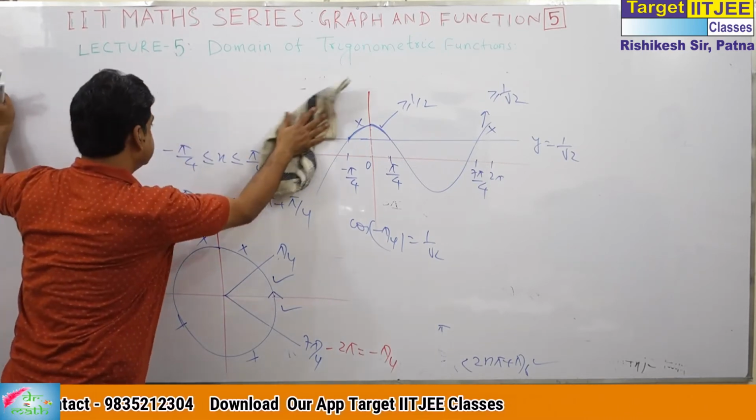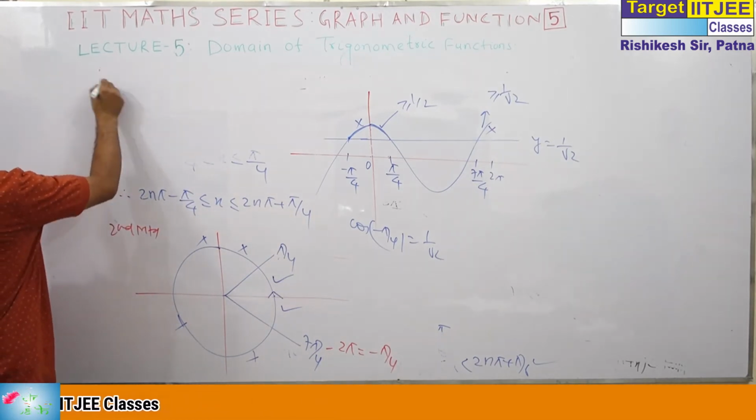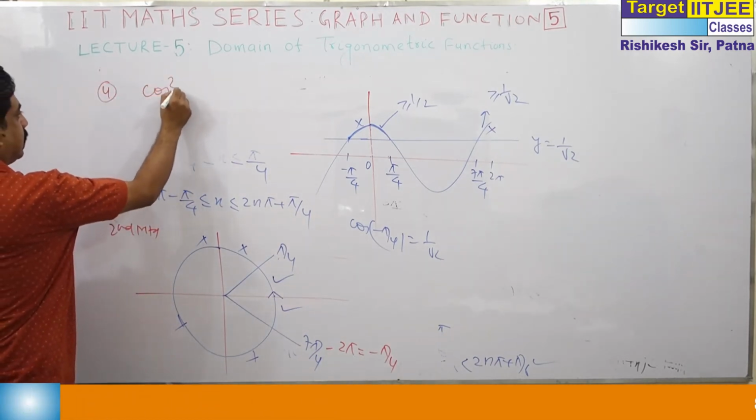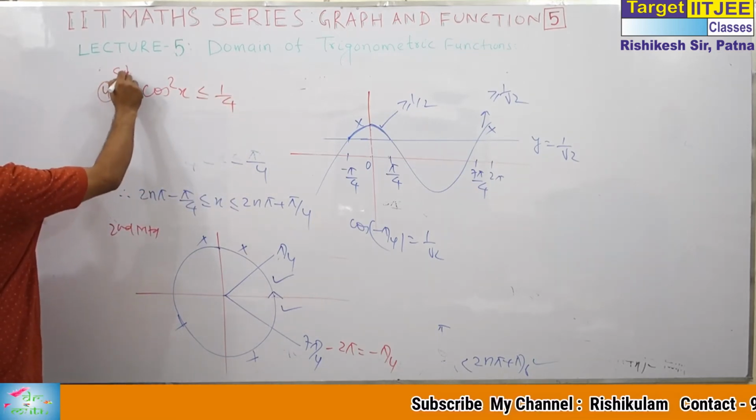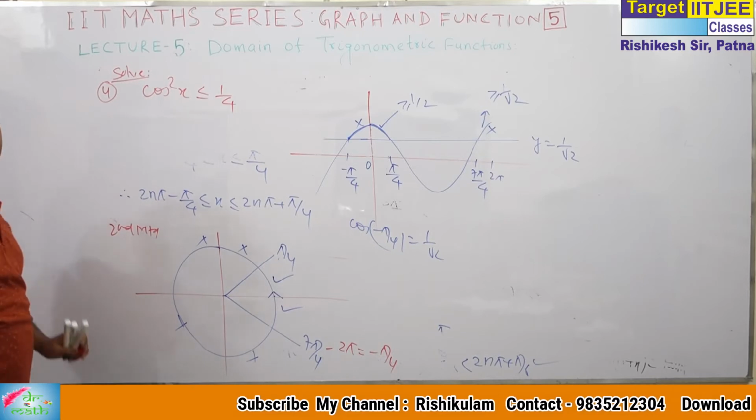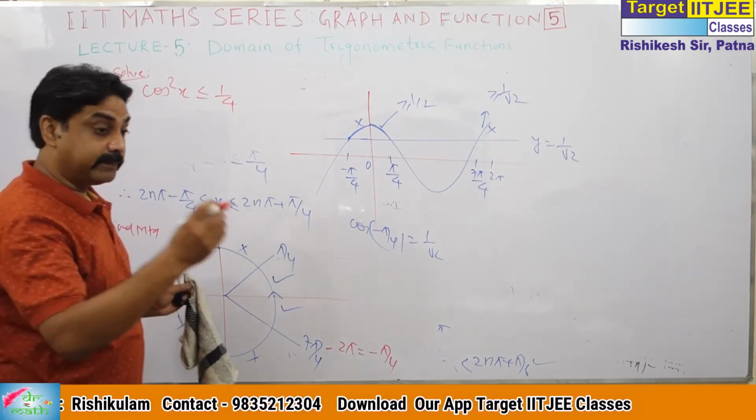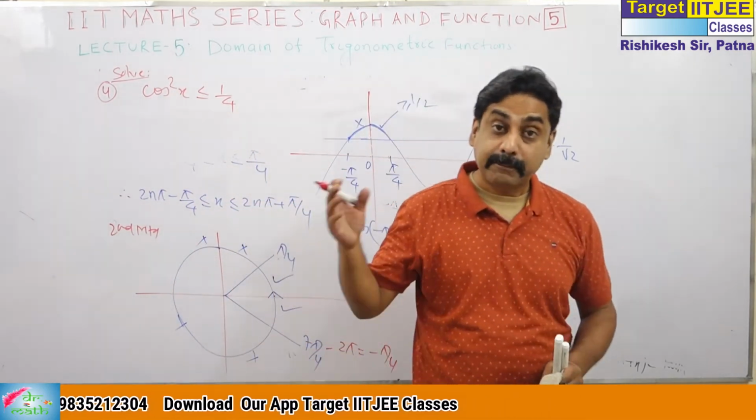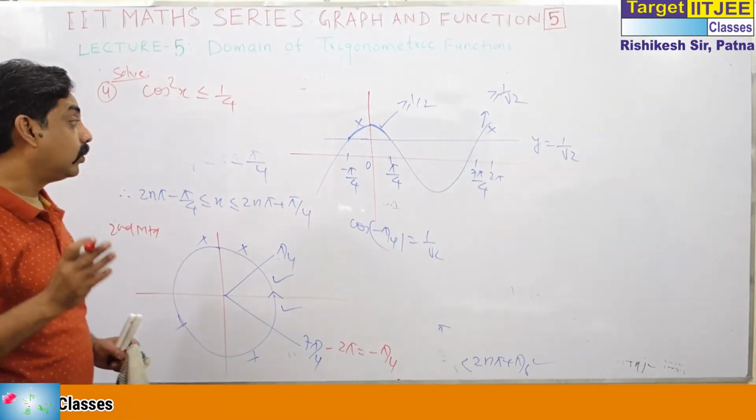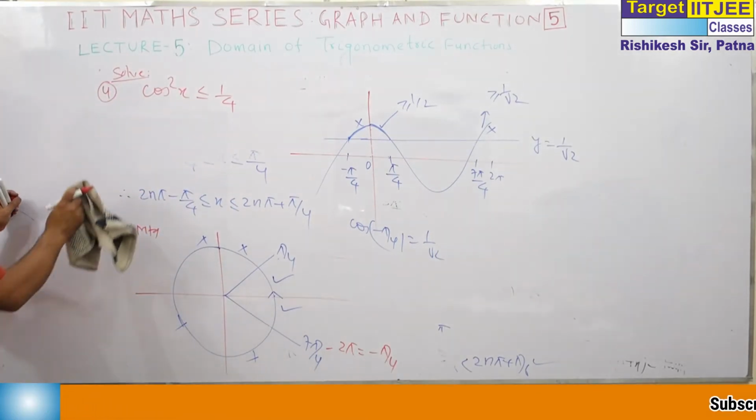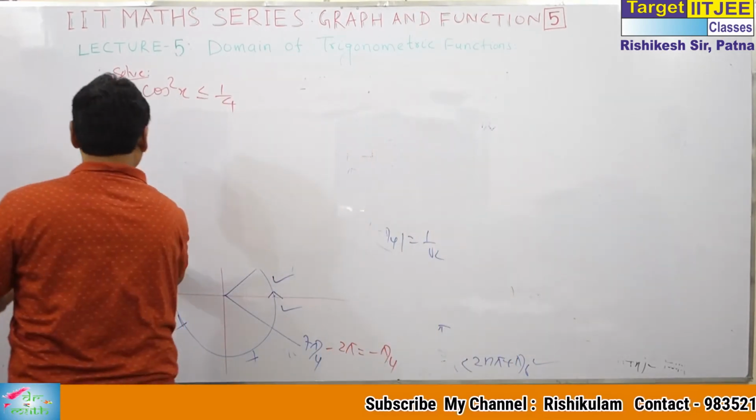Now, let me do one more case. Suppose this is like this: cos square x less than or equal to 1 by 4. You have to solve this double inequality. What do you do? There you have to apply common sense. It depends upon your vision, your intuition. Let me do this.